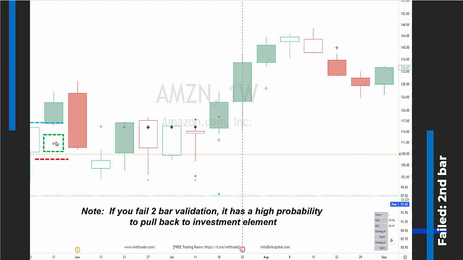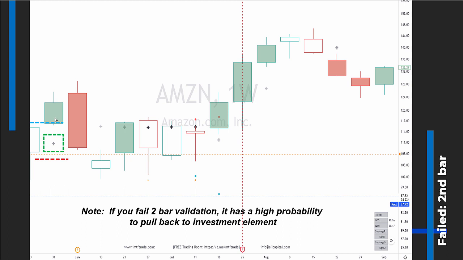Here's a gray cross, a perfect candidate for an investment strategy. The entry would be previous bar high plus a buffer. Conditional stop would be previous bar low minus a buffer right there. You entered. You passed bar 1 because it was profitable.